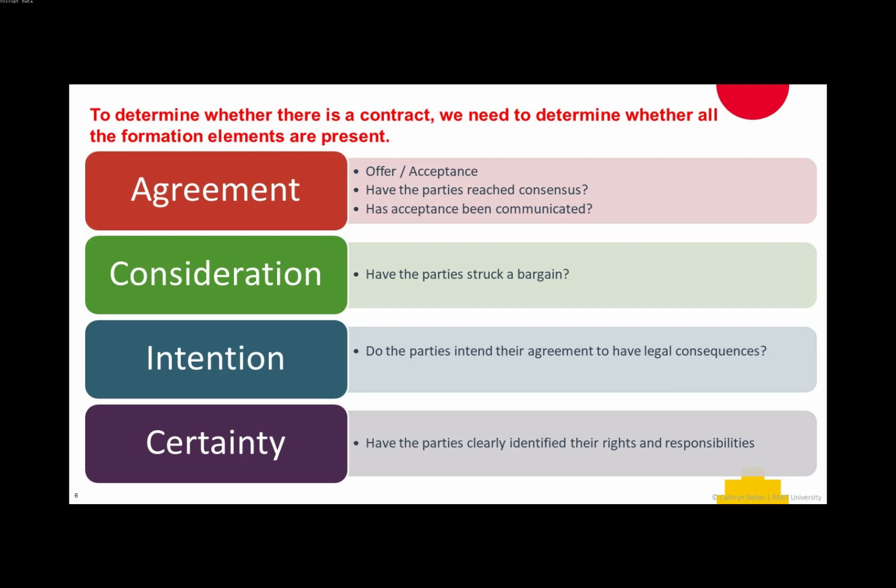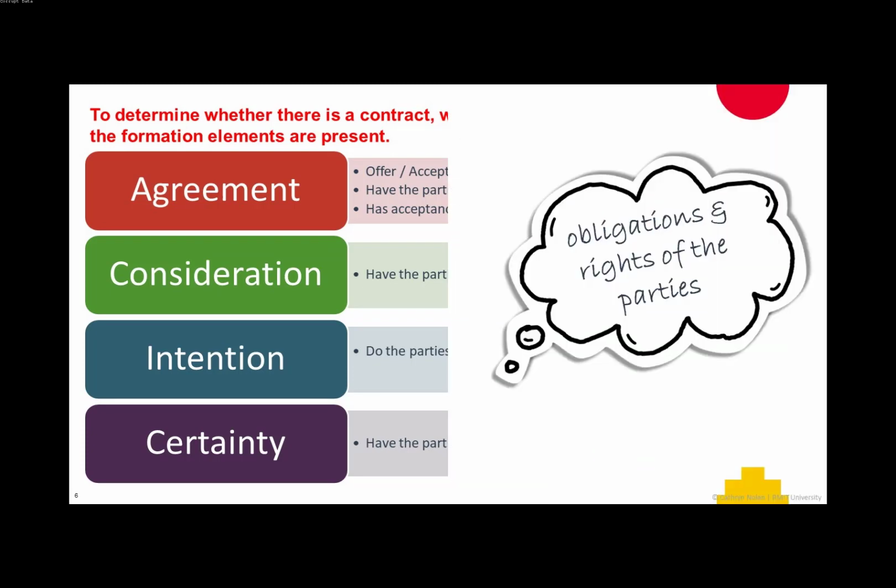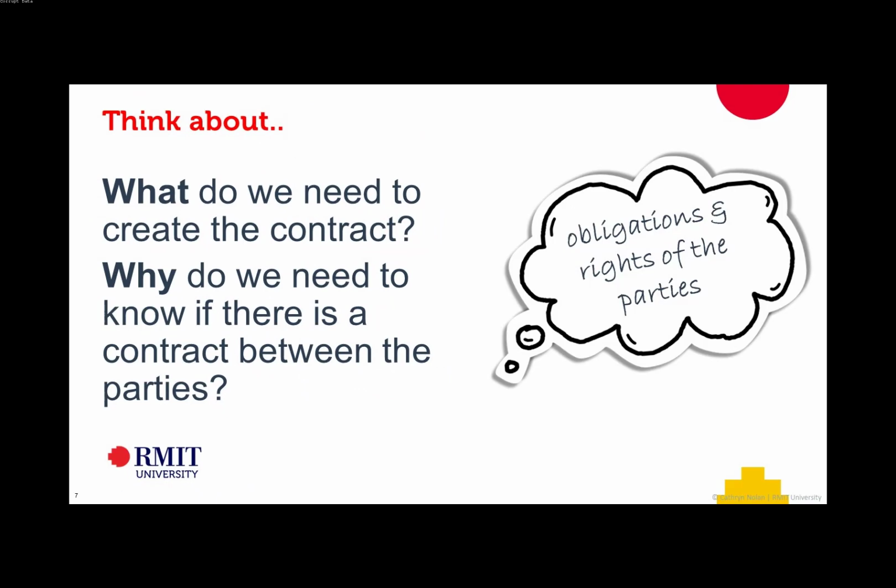And then lastly, the question of certainty. Have the parties clearly identified their rights and their responsibilities? Do I know what lies within the four corners of the contract and what other things might be outside it? Are all of the important terms included in the contract, or is there something missing without which I can't really understand what the deal is? So the next thing we need to think about is what we need to do to create the contract and why we need to know if there is a contract at all. And this all goes to that question of the rights of the parties, the rights and the obligations that they have.